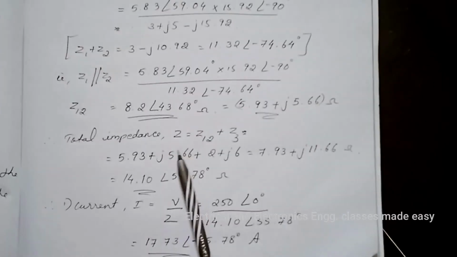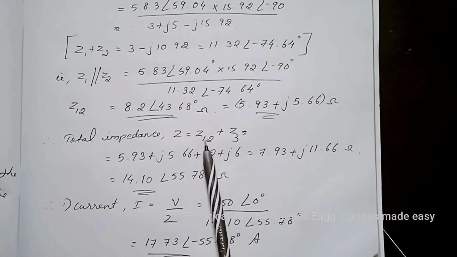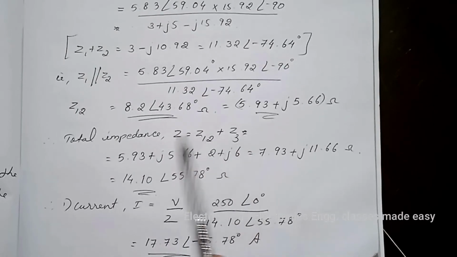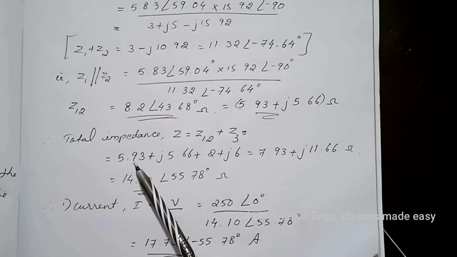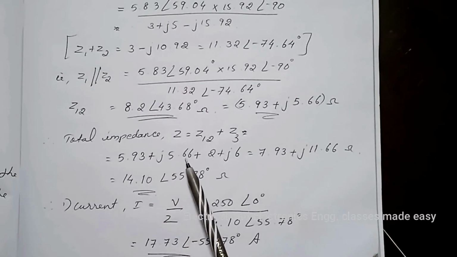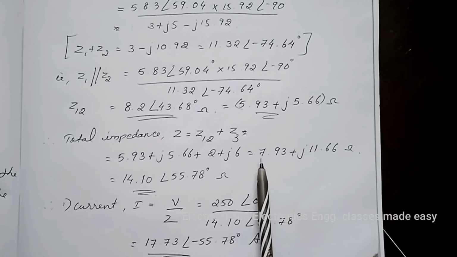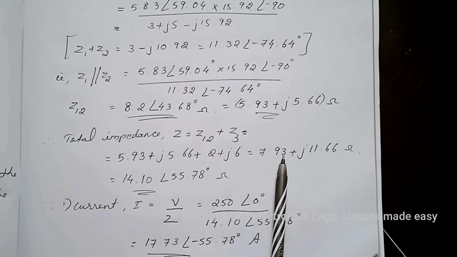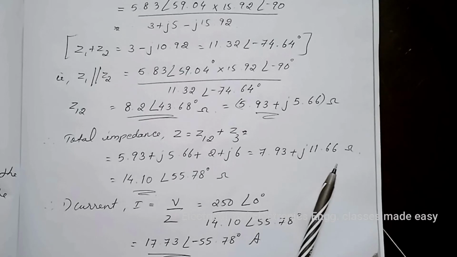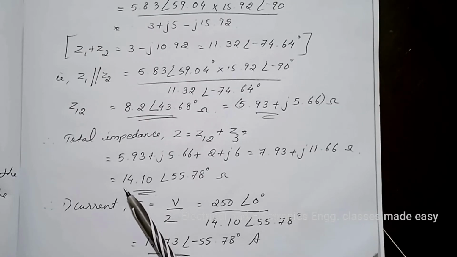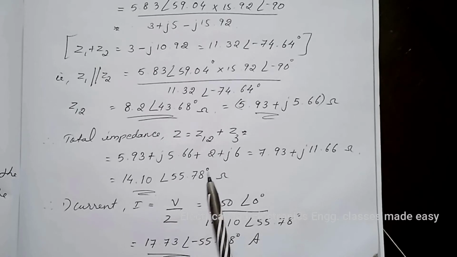So the total impedance Z is equal to Z12 plus Z3. Z12 is 5.93 plus j5.66 plus Z3 is given as 2 plus j6, that is equal to 7.93 plus j11.66 ohm, and is equal to 14.10 angle 55.78 degree in polar form.